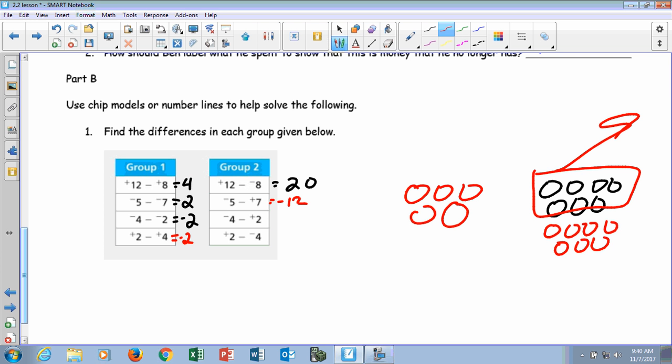Are you starting to see what's happening here? Think about it. If you show this on a number line, if I'm at -5, here's 0, and I subtract a number, which way am I going? That way, right? I'm going that way 7 units. So 6, 7, 8, 9, 10, 11, 12. That's how you can show it on a number line.